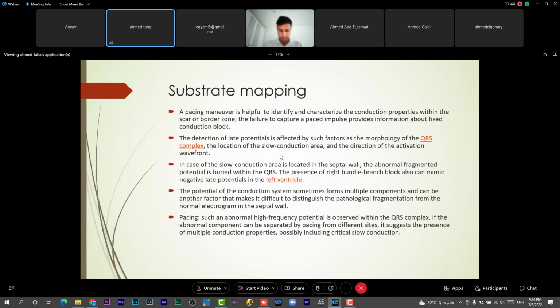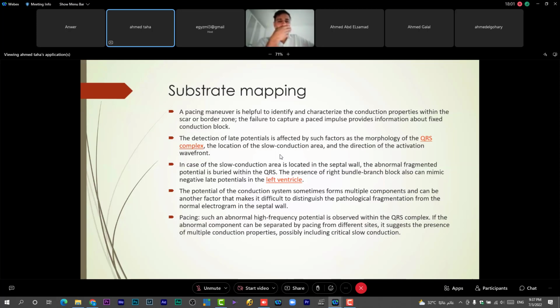Failure to capture, especially if you have good contact with the tissue, can provide information about fixed conduction block. It means that this is actually scar area. So this is good information, especially if you are trying to make linear lesions to block the isthmus itself.